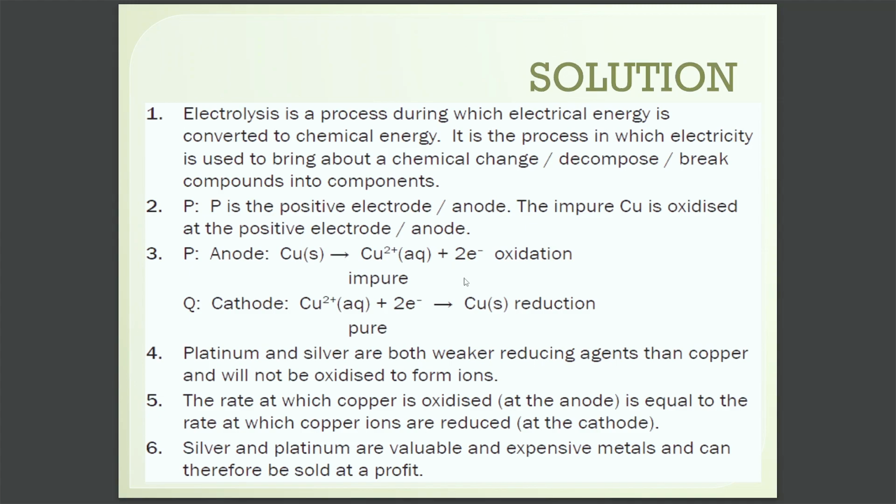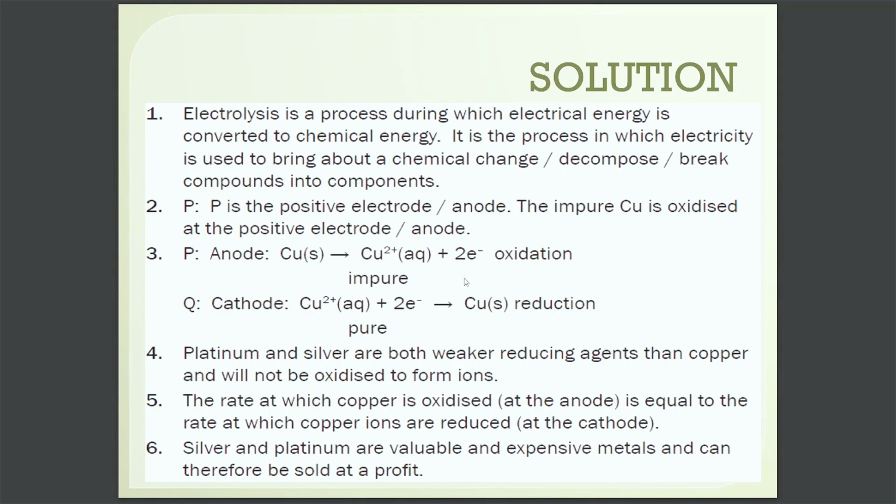Platinum and silver are both weaker reducing agents than copper and will not be oxidized to form ions. So what are we saying, grade 12, here? We are saying whenever you are looking at platinum and silver compared with copper, platinum and silver are both weaker reducing agents than copper. Therefore, they will not be oxidized to form ions. Very, very important. We can just look at the last two.